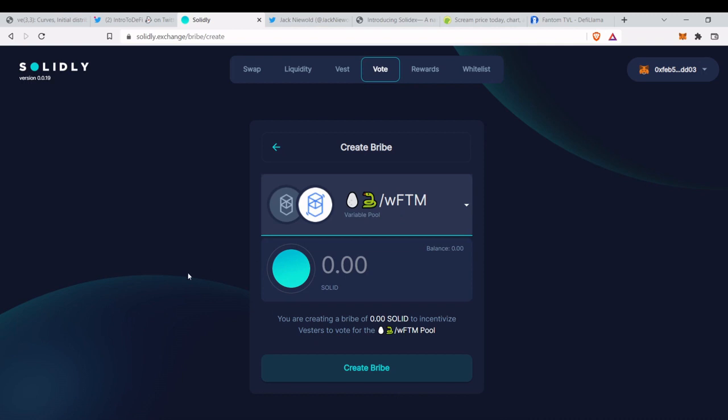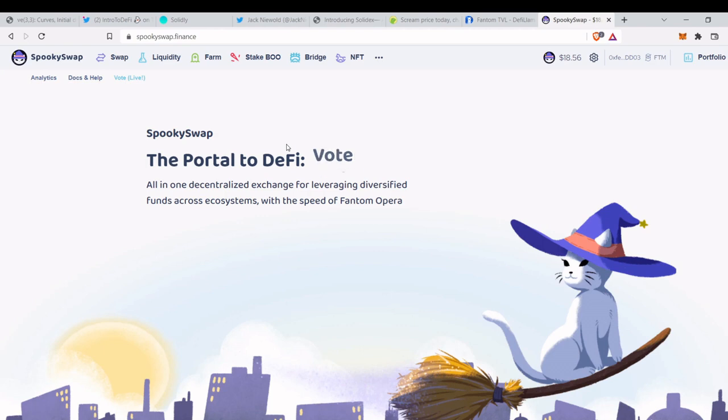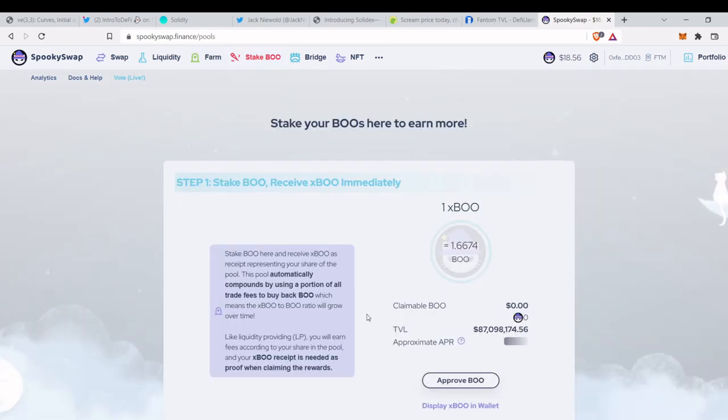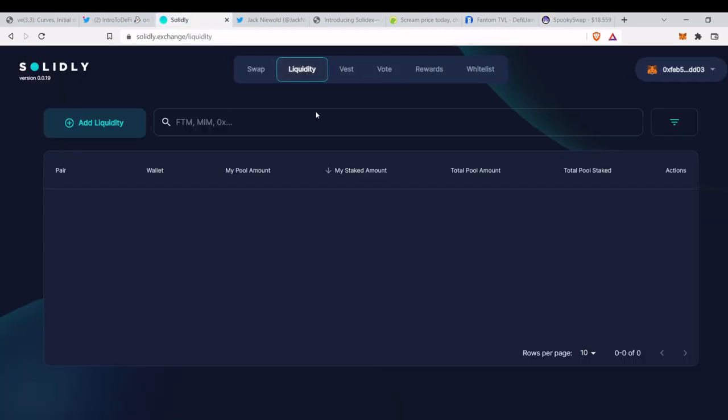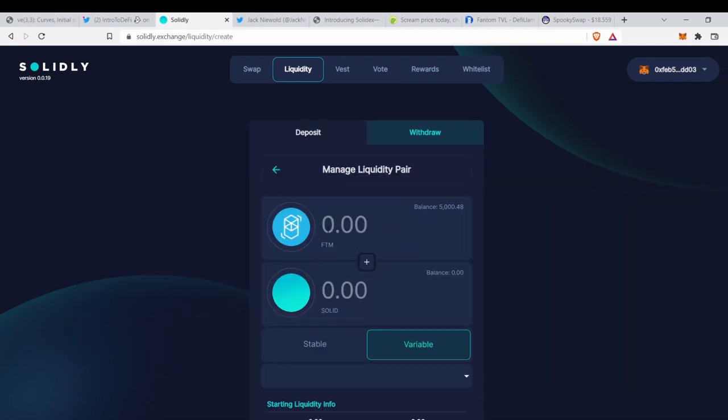And we can do an example with the Boo, XBoo pair, how to vest, etc. So what you need to do is, first, if you are staking Boo, you just need to unstake half of your XBoo. And if you don't have any staked Boo, you can buy Boo from the market and stake half of them, then come to Solidly, come to liquidity, add liquidity, and add Boo here.